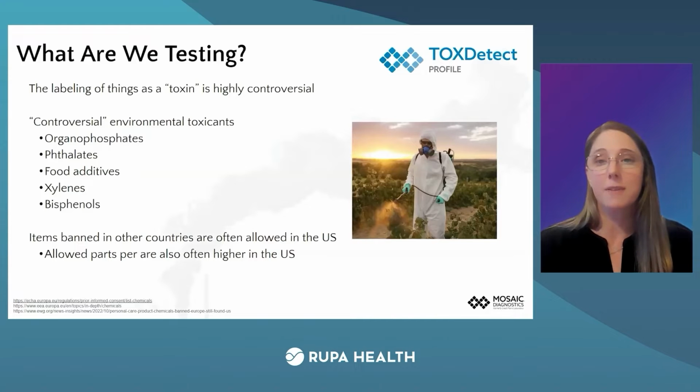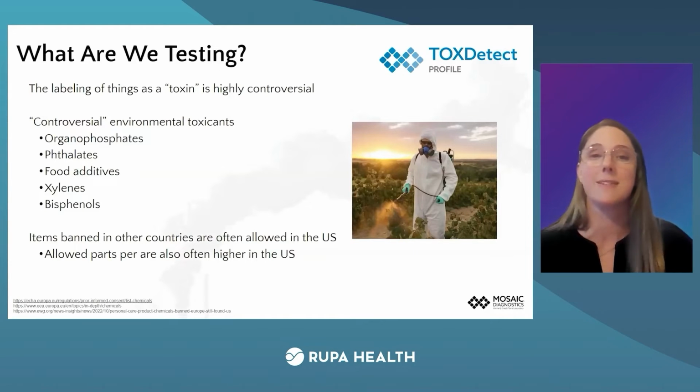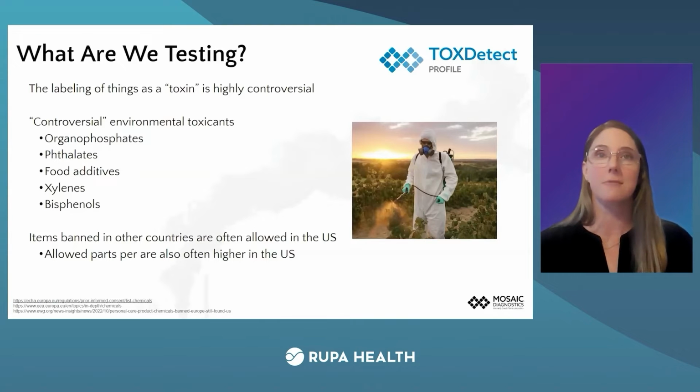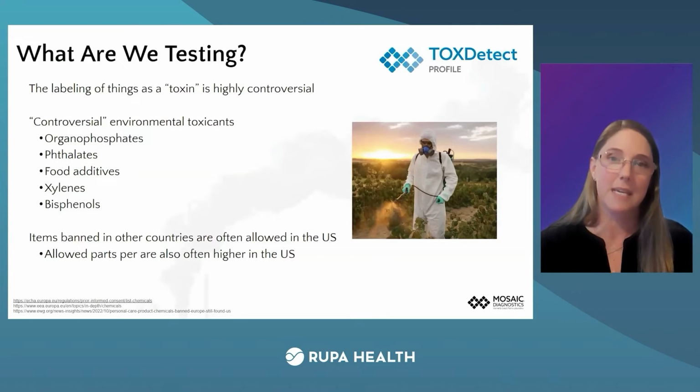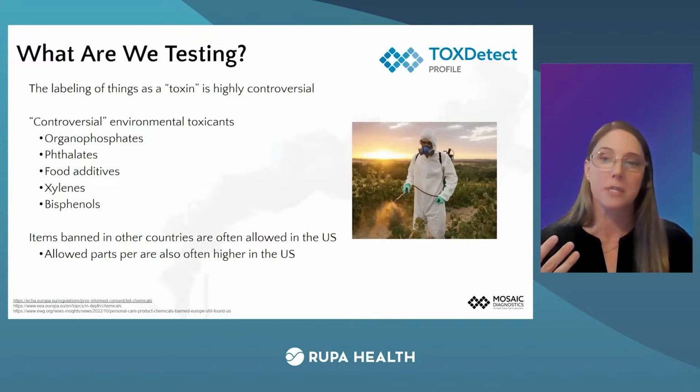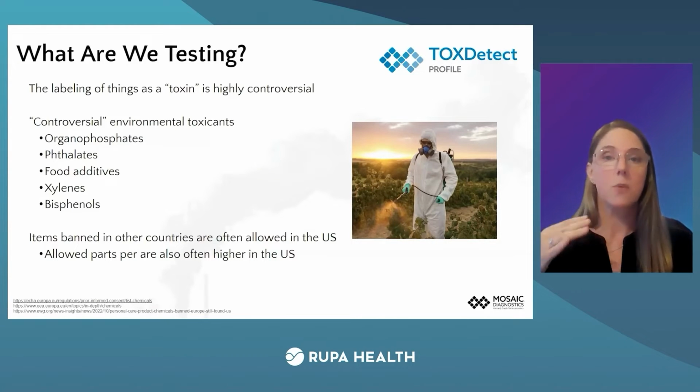Everybody here knows the labeling of something as a toxin or a toxicant is highly, highly controversial. Controversial environmental toxicants are things like organophosphates and food additives and bisphenols and so on and so forth. We also are very aware that items that have been banned in other countries are often allowed in the United States. And even if they haven't been banned in other countries, the parts per million or parts per billion that other countries allow are very frequently lower than what we allow in the United States.